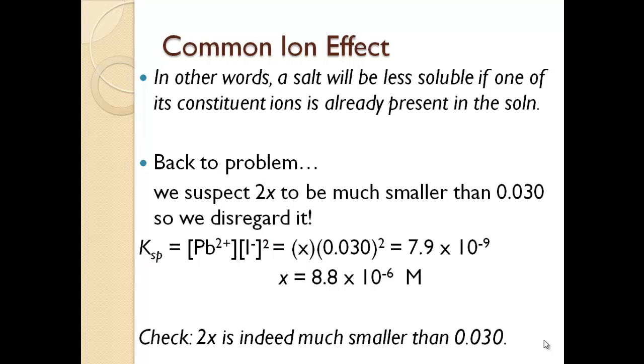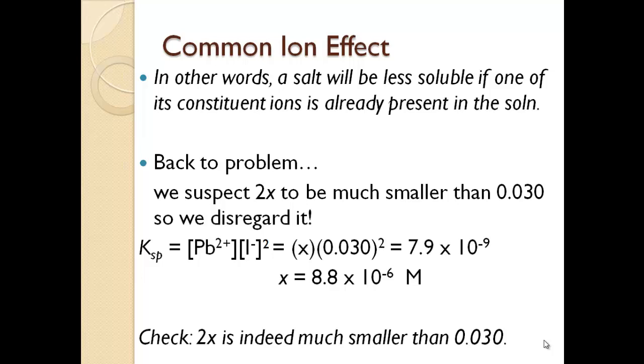So now if we went ahead and removed that 2X because of our assumption, look how simple this equation becomes. It's just the X times the 0.030, which was added, and of course that's squared because of the iodide, the molar ratio. And that equals the Ksp of PbI2. If you solve for X, it's a very simple equation. You get 8.8 times 10 to the negative 6. Look at that number. That number is way less than what we originally got for our X when we didn't add any iodide, which was like 0.00125. This is 8.8 times 10 to the negative 6.